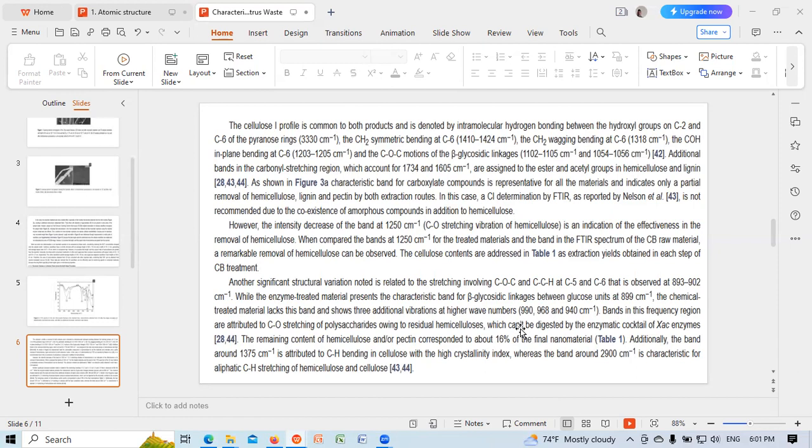The band around 1375 per cm is attributed to CH bending in cellulose with high crystallinity index, whereas the band around 2900 per cm is characteristic of aliphatic CH stretching in hemicellulose and cellulose.